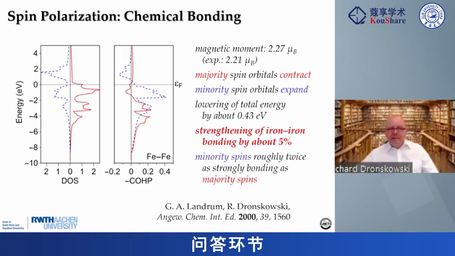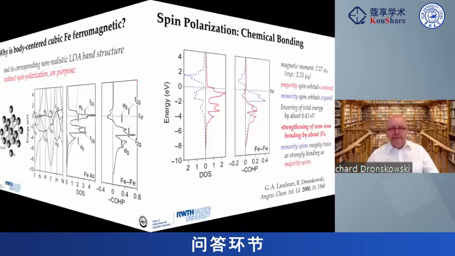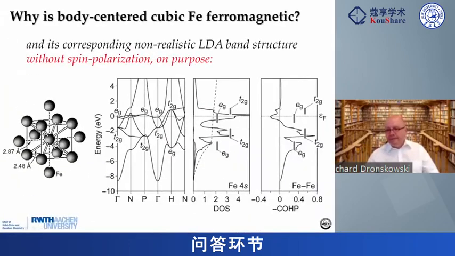Yeah, it is a matter of the electron count. Let me go back one slide. So this is the typical case for a ferromagnet. The Fermi level hits the anti-bonding levels. For an antiferromagnet, it is here. The Fermi level hits the non-bonding levels. And you can see this from the periodic table.